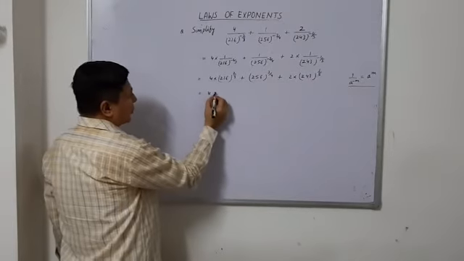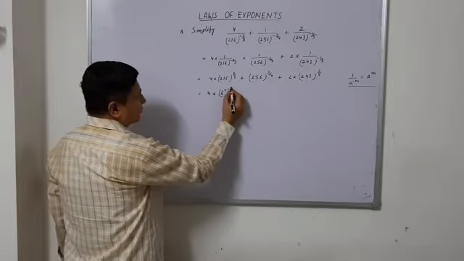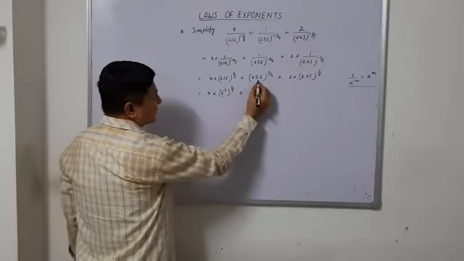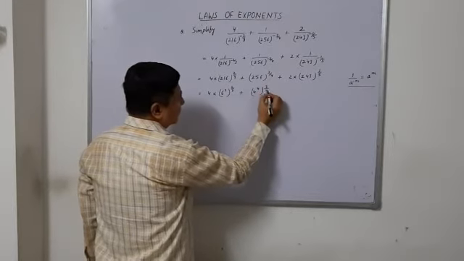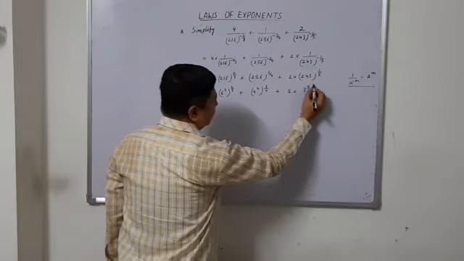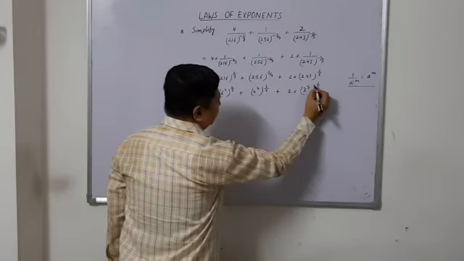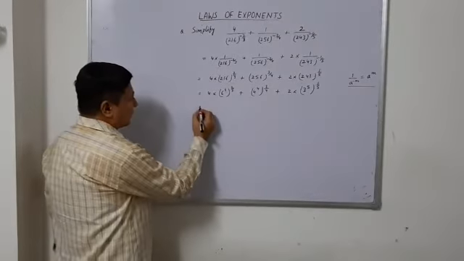Now 216 can be written as 6 cube, raised to 2 upon 3, plus this is 4 raised to 4, raised to 3 upon 4, plus 2 into this is 3 raised to 5, raised to 1 upon 5. 3 raised to 5 is 243. Now let us solve this.